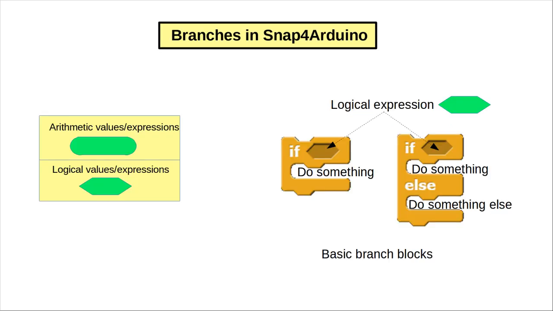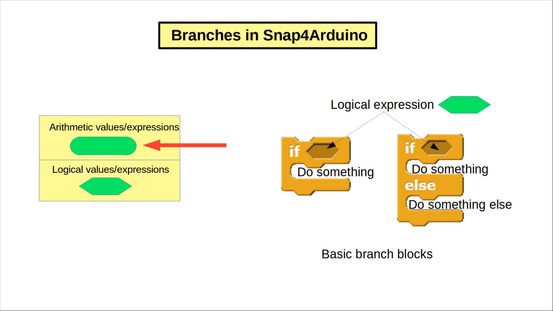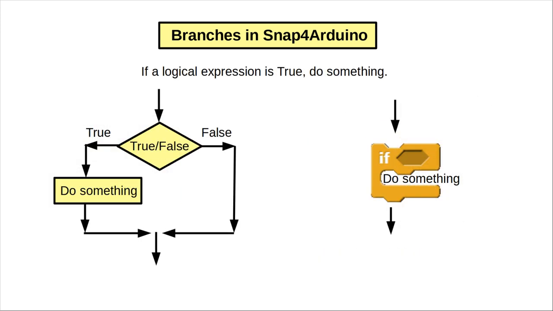And now, a few words about branches. Here you can see the two most basic block commands for implementing branches. Snap for Arduino represents logical values and arithmetic values using a different shape. It uses this shape for arithmetic values, and this shape for logical values. Observe that the branch commands have a position where we can place a logical value or expression, and not an arithmetic one.